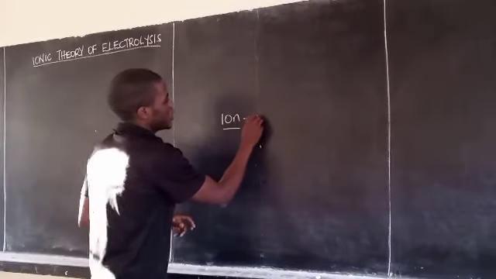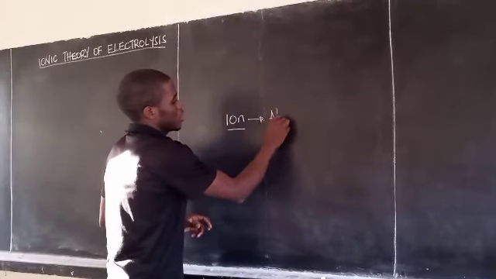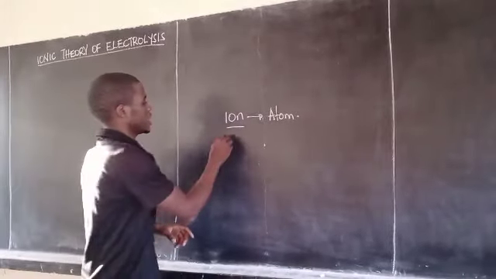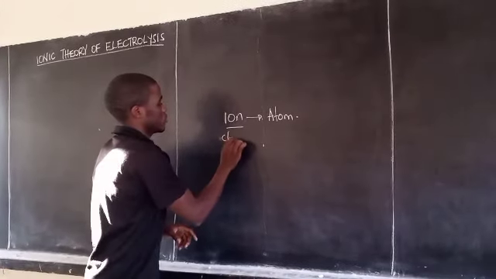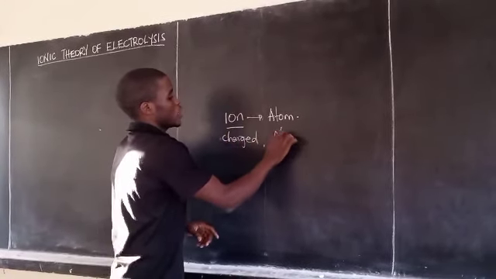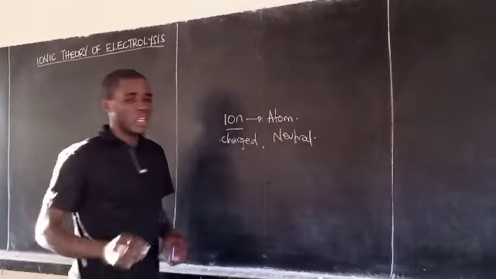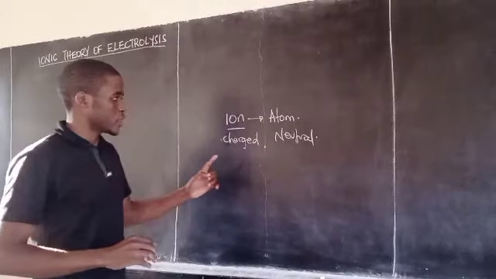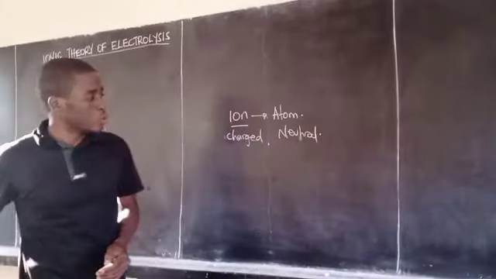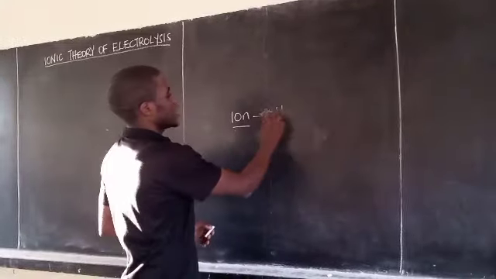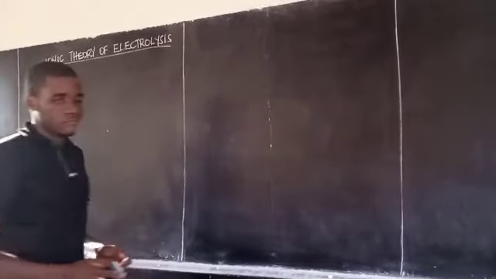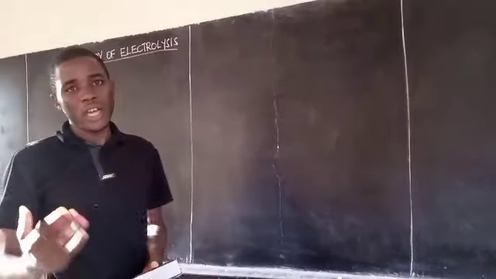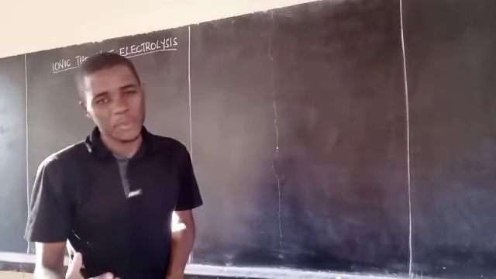An ion is related to the term atom, in a way that an ion is always charged, but an atom is always neutral. In lower classes, you must have learned about the difference between the two. So today we are going to look at how ions can be used to explain why electrolysis takes place.